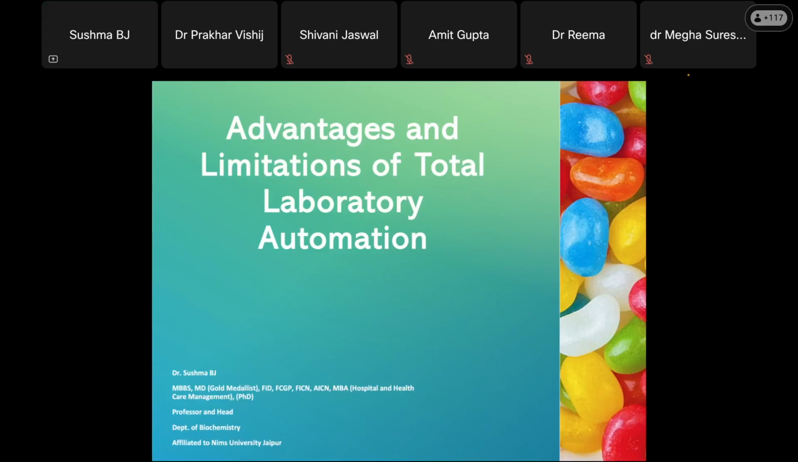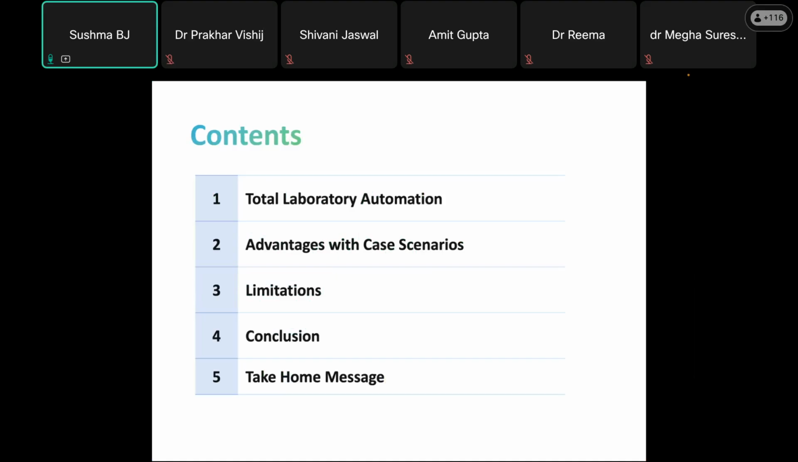Respected seniors and my dear colleagues and juniors, I first of all thank Dr. Anita Verma ma'am for giving me an opportunity to present on this platform. I welcome you all to the session on the topic advantages and limitations of total laboratory automation. The contents of the slide include total laboratory automation, advantages with a few case scenarios, limitations, conclusion and take-home message.